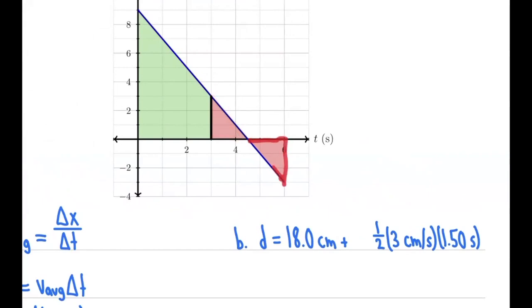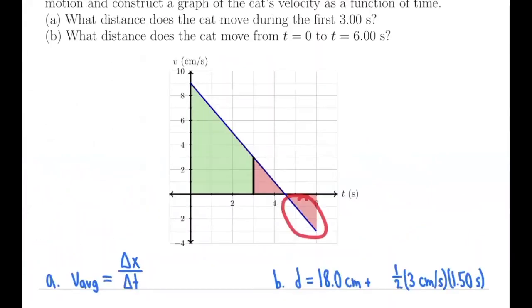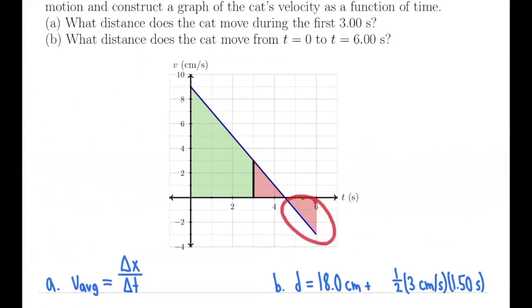And normally we would subtract this area here because it's below the t-axis. Because over here, the velocity is negative. The cat is moving backwards after 4.5 seconds. But the distance is still increasing. The distance doesn't care if the cat's moving forward or backwards. It doesn't care about direction. So if the problem said find the displacement, I would have subtracted this area. But since we're finding distance, I'm going to add this area.